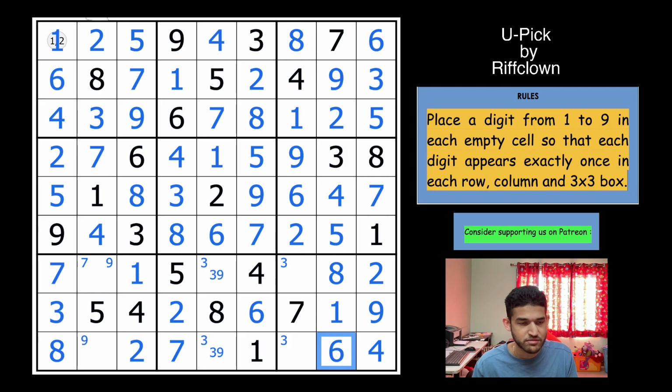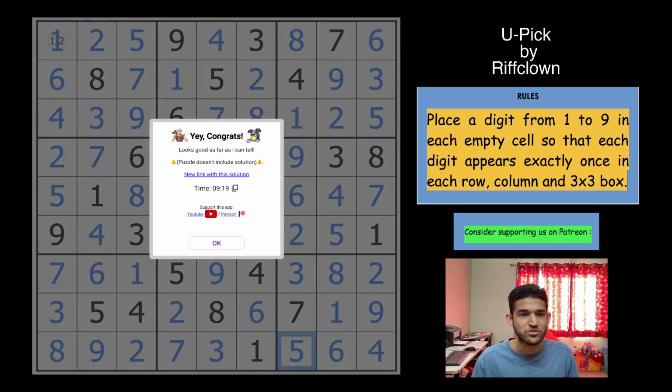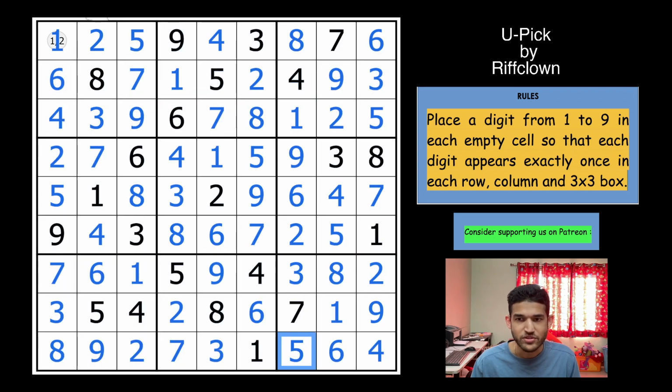And that gives 6 in box 7 and 9 in box 7. That resolves this 9, 3, 3 and 5. And with that we have completed this easy version of the Sudoku, you can say. Now it's time to start the tougher version. So hang on, this could take us a bit more time.